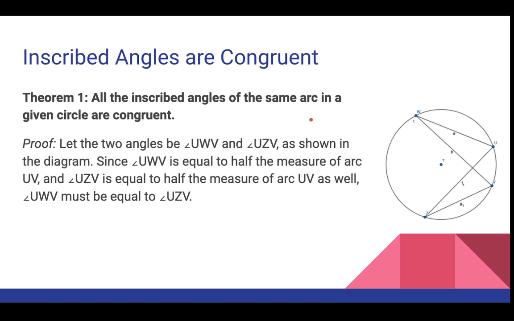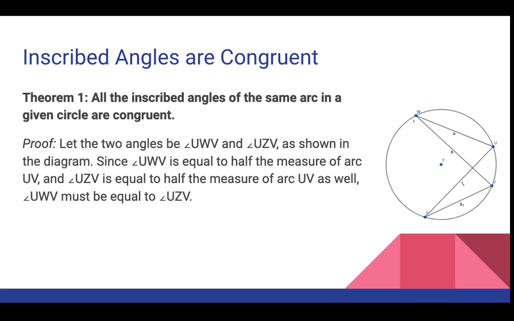So now I would like to present a theorem. Theorem 1: all the inscribed angles of the same arc in a given circle are congruent. So for example, in this figure, angle UWV is equal to angle UZV, right? You can read the proof, but I'll give a summary of it. Basically, notice that both of these angles, UWV and UZV, are half the measure of arc UV. So since they're both half the measure of arc UV, they must be the same, right?